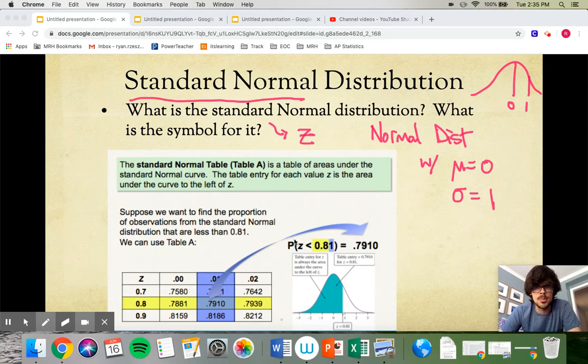Okay, so for example, they just calculated here the probability that the z-score of a value is below 0.81. So if you look, 0.81 is right here. This green part is about 79% of the area. But how do you actually do that?